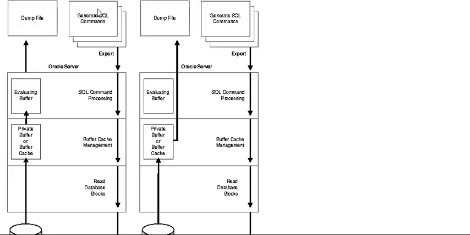See the conventional path. In the conventional path, export does SQL command processing and buffer cache management, reads blocks from the database, and then moves them from the private buffer cache to the evaluation buffer. In that case, the evaluation buffer takes more time processing the export command. When we use the direct=y parameter, it directly takes data from the database buffer cache.